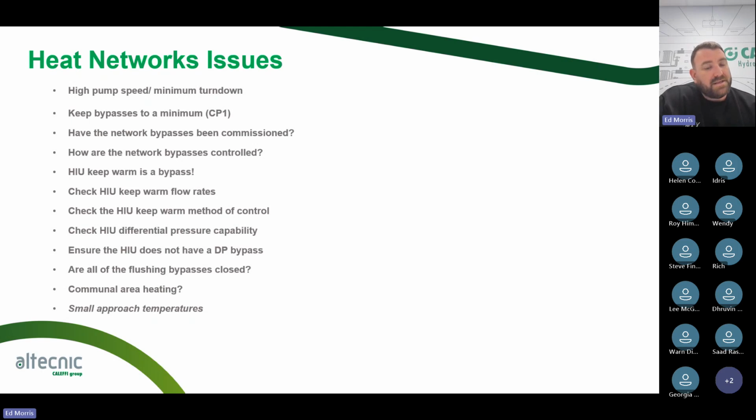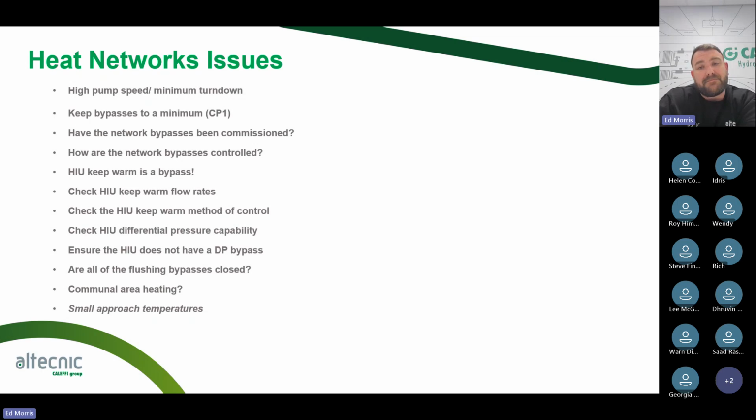Check the differential pressure capability of the HIU. Really, really important. There's a minimum and maximum differential pressure from the primary network that the HIU can work to. Make sure you're operating within those. Ensure that the HIU does not have a DP bypass. Are all of the flushing bypasses closed? A key thing to network efficiency is flushing bypasses. They're a strategic part of the HIU itself, because we need to be able to flush through them. But if they're left open, they will starve the differential pressure from the HIU. Your efficiency will drop. You won't get any hot water out of the tap, but you will get really high return temperatures. So make sure they're all closed.